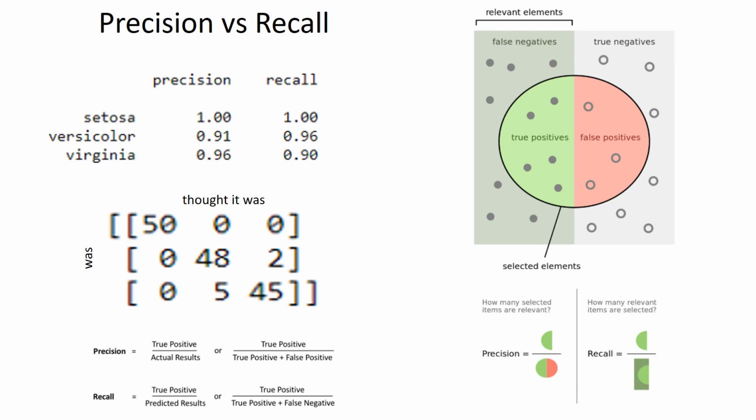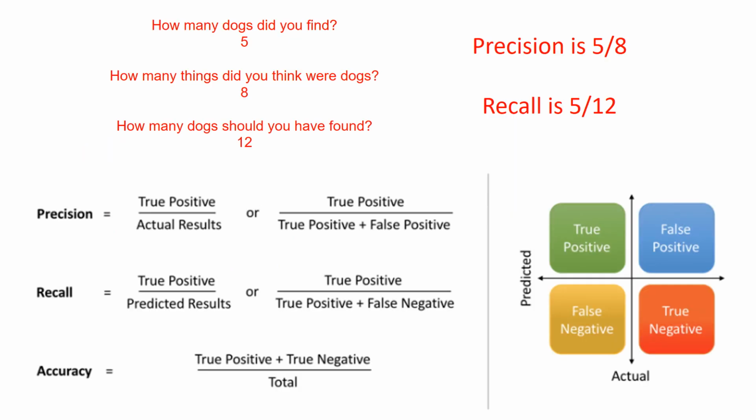We're still in it. So let's bring this back to our dogs. How many dogs did you find? I found 5. How many things did you think were dogs? 8, right? True positive is 5. False positive is those 3 cats that I accidentally said were dogs. So true positive 5 divided by 5 plus 3. So precision is 5 out of 8.